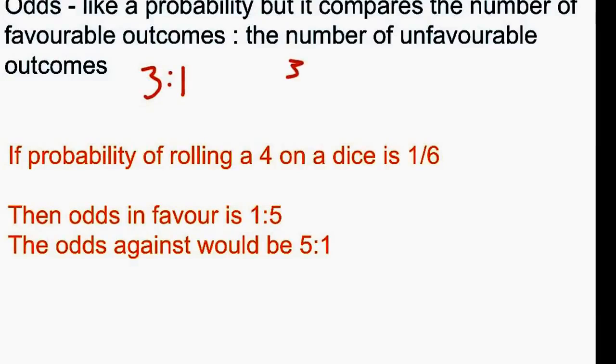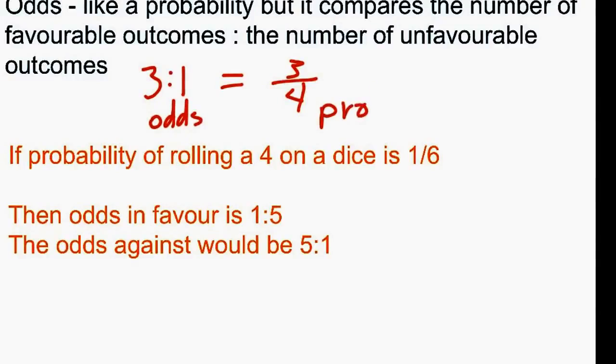So that means the probability of it occurring would be 3 out of 4, right? If we have 3 things that are good and 1 that isn't, together they would add up to 4 total. So you'd write it as 3 out of 4. So 3 to 1 odds is the exact same as 3 out of 4 probability.